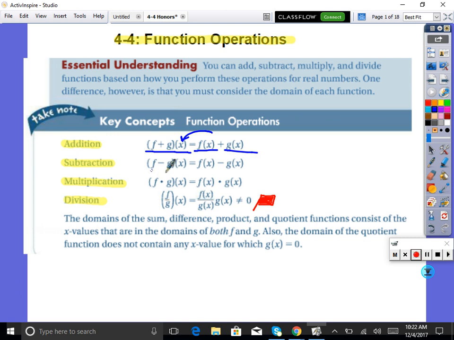So then f minus g of x is f of x minus g of x. Very simple. Just remember with subtraction to put parentheses around g of x because you've got to distribute the negative. Then multiplication, f times g of x is f of x times g of x. And then f divided by g of x is simply f of x divided by g of x. And we know with division we can't divide by 0. So we're going to have to do all these and then say our domain. That tends to be the hardest part for people.